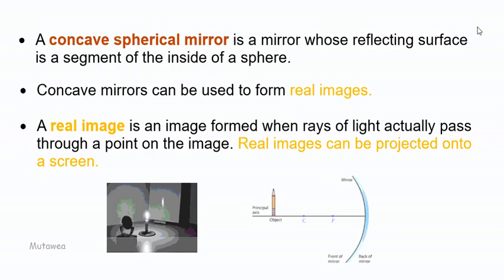Concave mirrors can be used to form real images. A real image is an image formed when rays of light actually pass through a point on the image. Real images can be projected onto a screen, like what we see here.